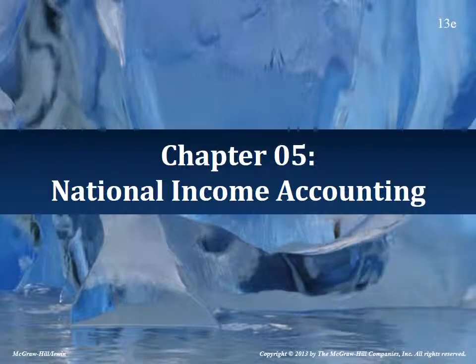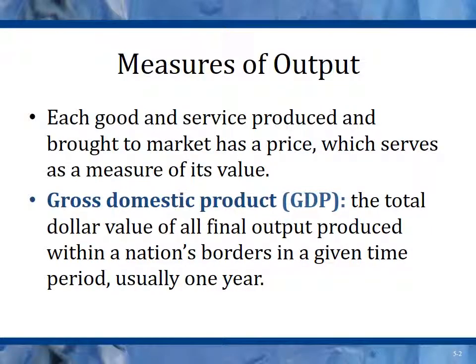Chapter 5, National Income Accounting. This is a chapter that is focused primarily on GDP and how we keep track of our total national economy, how we keep track of our income as a whole rather than individually. We're going to talk about all the different measures of GDP, how GDP works.